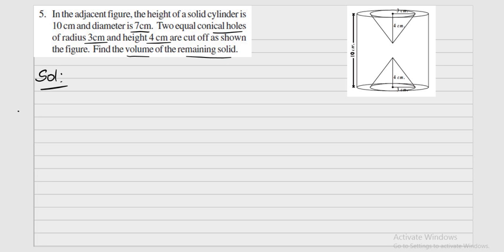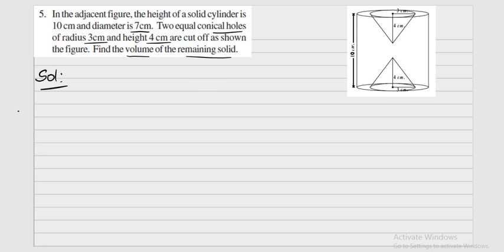By reading the question you might have understood what we need to do, right? If I want to find out the volume of the remaining solid, what should I do? I need to remove those two conical volumes from the volume of the cylinder, right? That's it. That is what we need to find here.